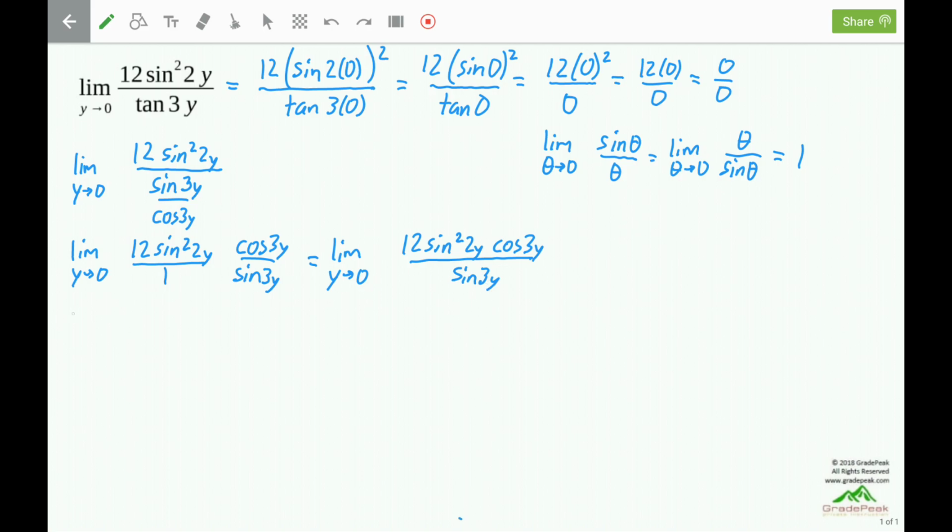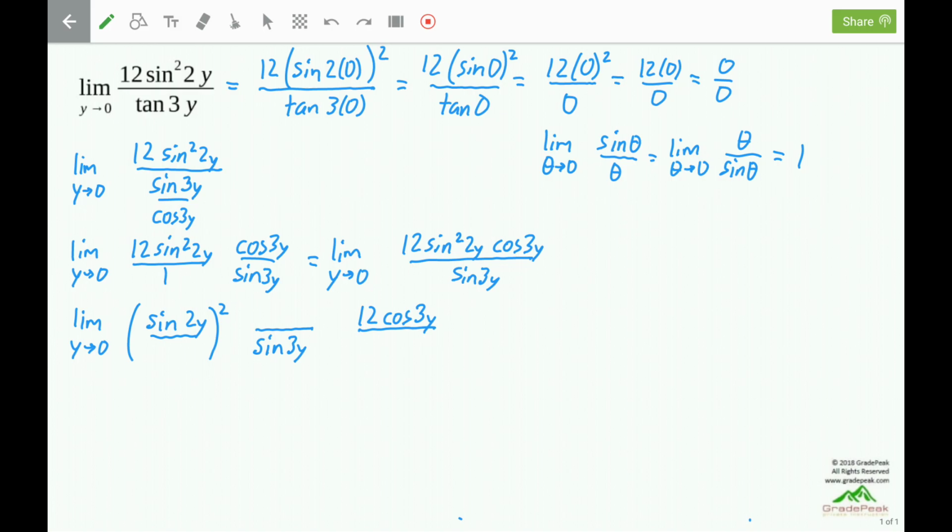We are now going to isolate our sine functions. We have a sine squared of 2y. It's in the numerator. Let's isolate it. It's being squared, so we're going to be squaring the quantity. We have a sine 3y. It's in the denominator, so we'll put it in a denominator. And then we have left over a 12 cosine of 3y. We'll put that in its own fraction.